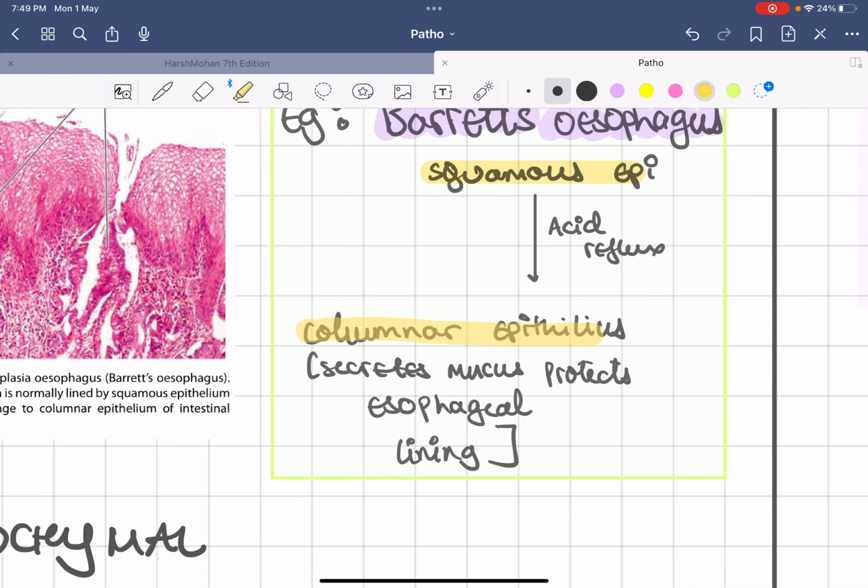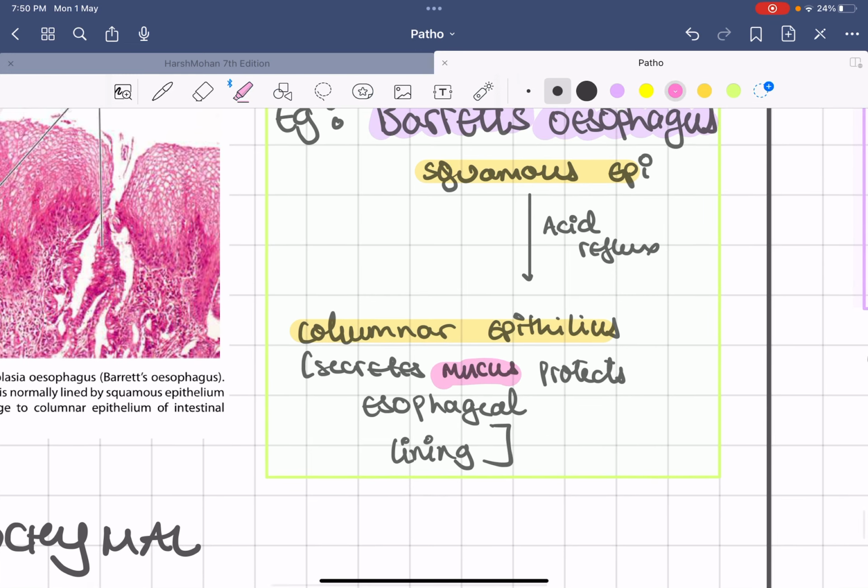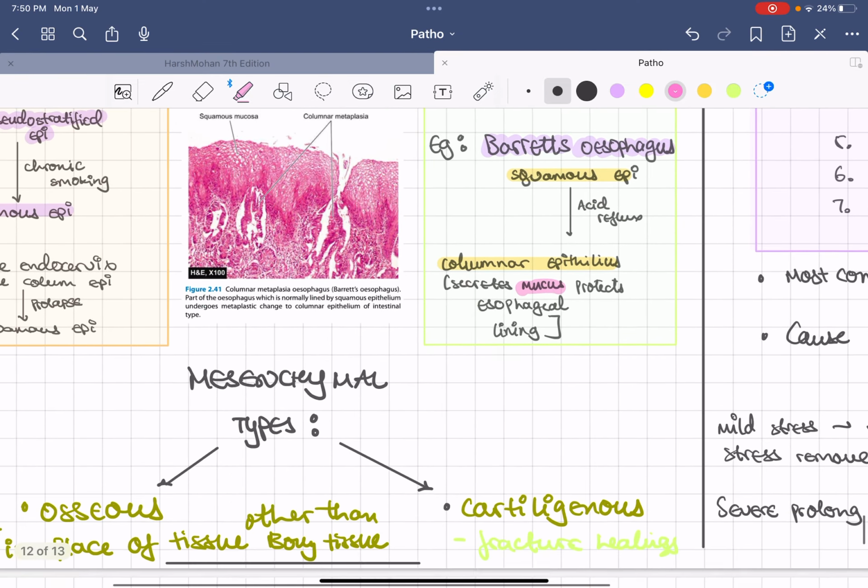But why does it get converted into columnar epithelium? Because columnar epithelium secretes something called mucus, and mucus protects the esophageal lining. So this is about epithelial metaplasia.